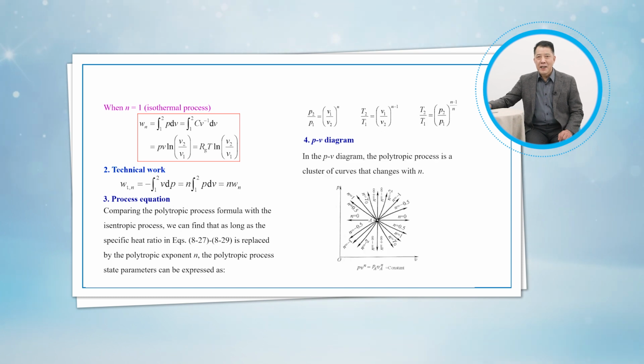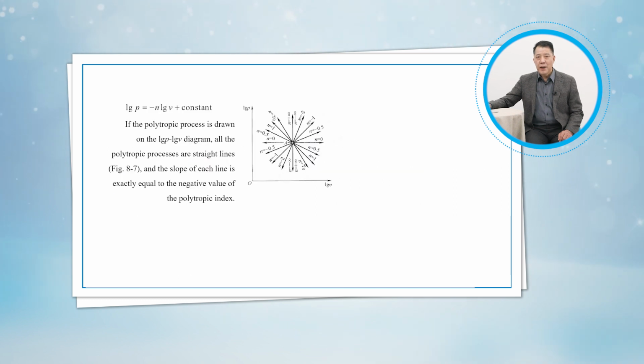In the PV diagram, the polytropic process is a cluster of curves that changes with n. If the polytropic process is drawn on the log P log V diagram, all the polytropic processes are straight lines, and the slope of each line is exactly equal to the negative value of the polytropic index. Fifthly, let's talk about the TS diagram.